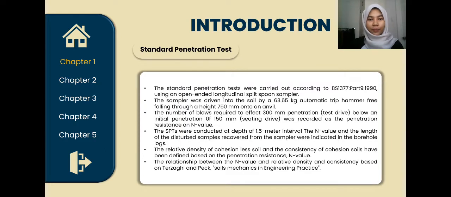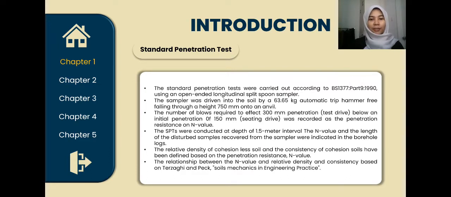Standard penetration tests. The standard penetration tests were carried out according to BS 1377 1990 using an open-ended longitudinal split spoon sampler. The sampler was driven into the soil by a 63.5 kg automatic trip hammer free falling through a height of 750 mm onto an anvil. The number of blows required to effect 300 mm penetration drive below an initial penetration of 150 mm seating drive was recorded as the penetration resistance, the N value.